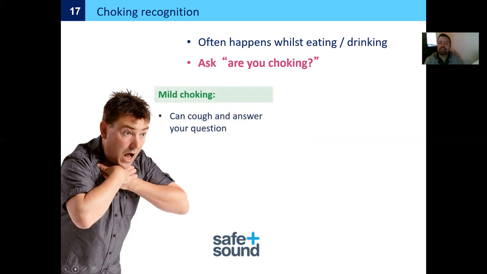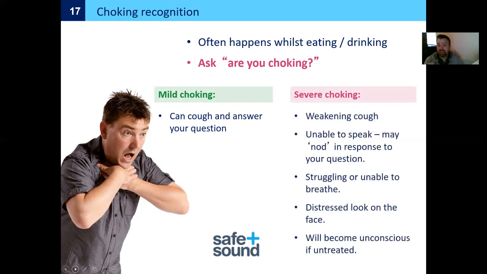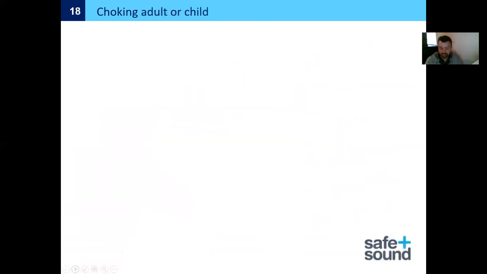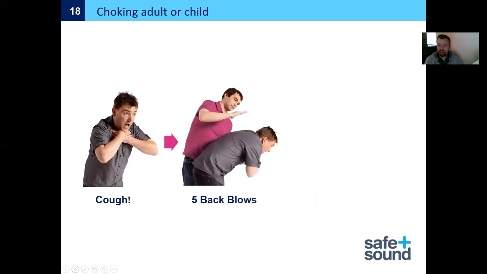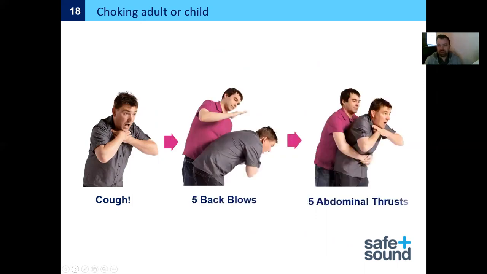Mild choking: they can cough and answer questions because the airway isn't completely blocked. Severe choking: they've got a weakened cough, they're unable to speak, they're going to be struggling, they're going to look distressed, and they will become unconscious if untreated. So, can you cough? We're going to do 5 back slaps, and we then go into the abdominal thrust.